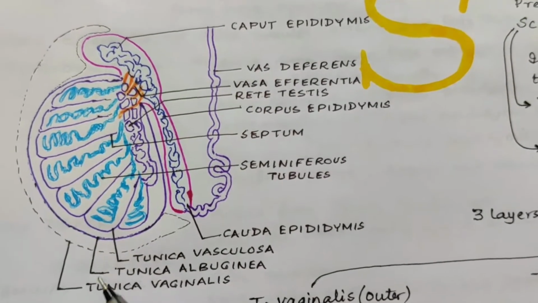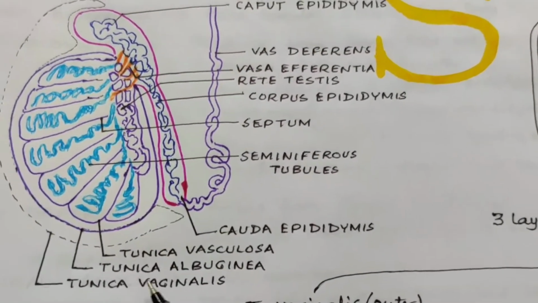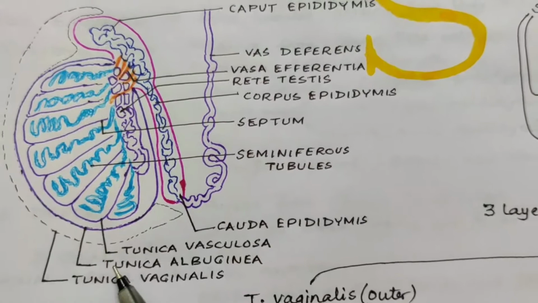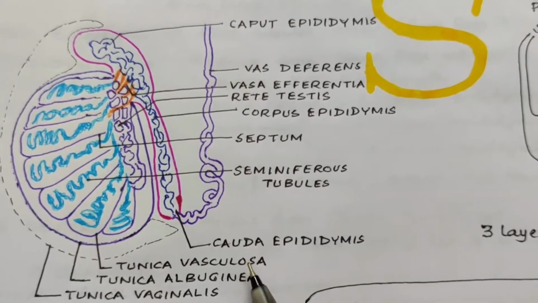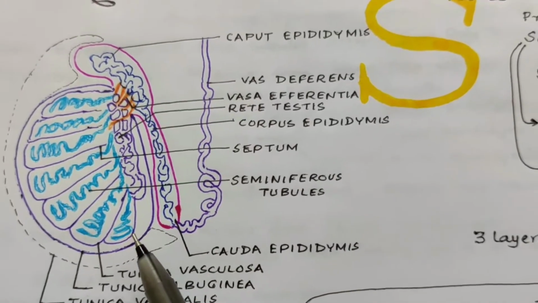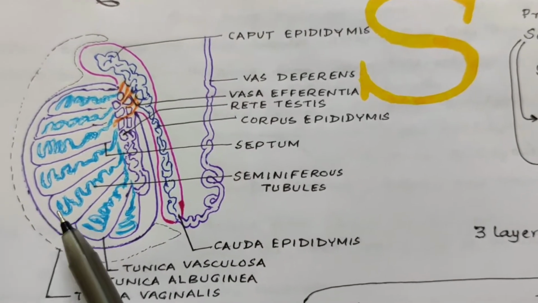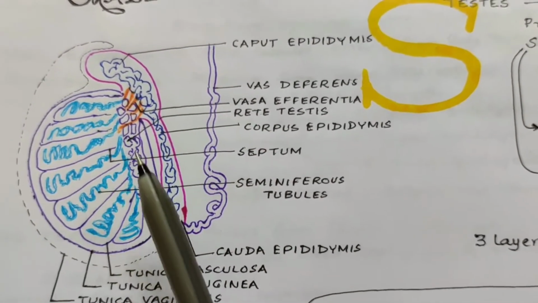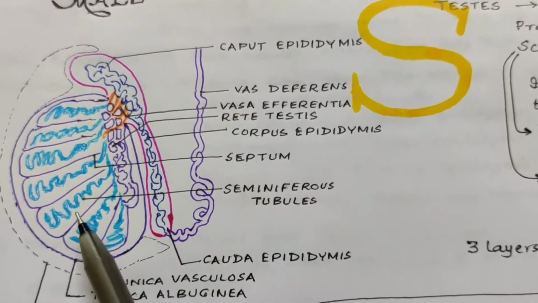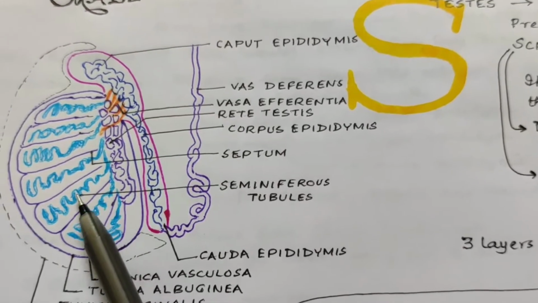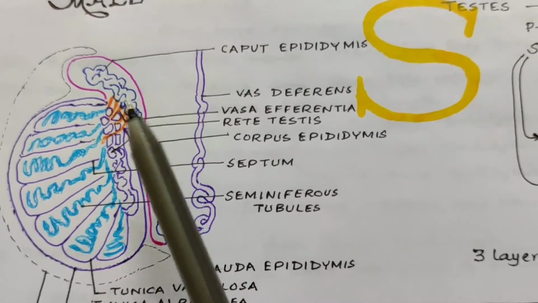There are actually three membranes. This is the outermost, tunica vaginalis, this is the middle one, tunica albuginea, and the innermost is tunica vasculosa. Tunica vasculosa is connected to the testicular lobules. Each testicular lobule contains coiled tubes called seminiferous tubules.